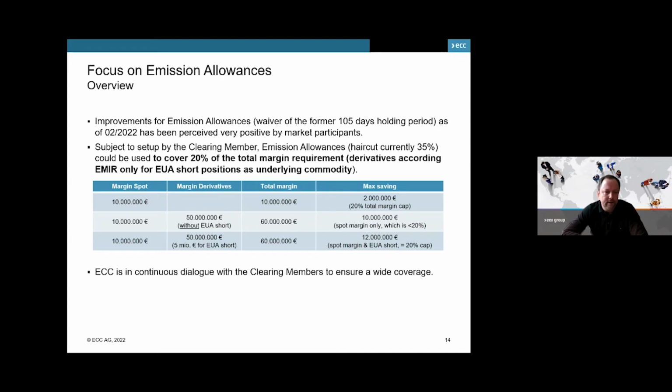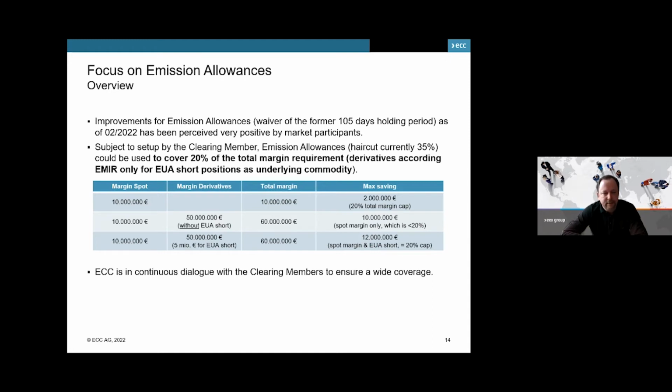Next example, the member is also active on the spot market. Here the margin requirement is also 10 million. He has a derivatives exposure of 50 million, but without any short positions in emissions futures. The total requirement in this case is 60 million. So taking here the 20% would be 12 million, 20% of 60 million, but he can only offset the spot margin requirement, in this case the full amount of 10 million.